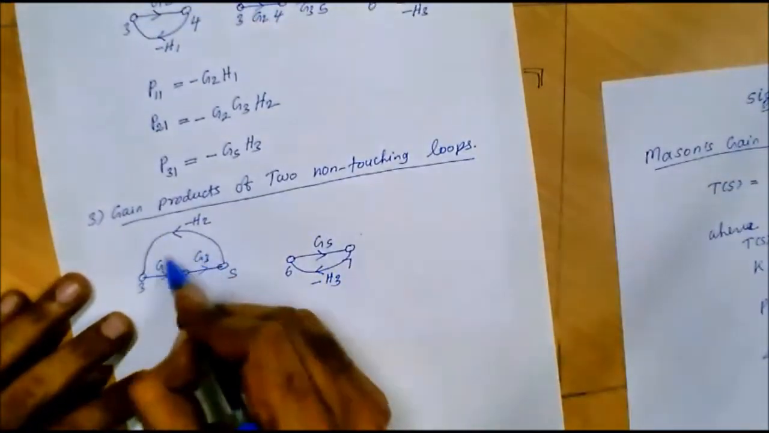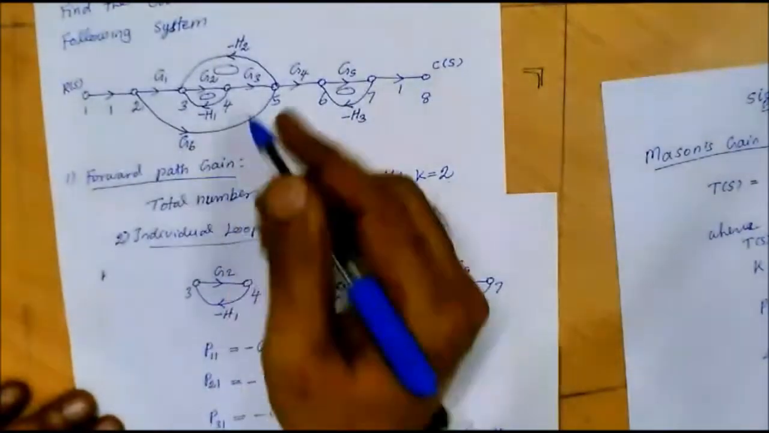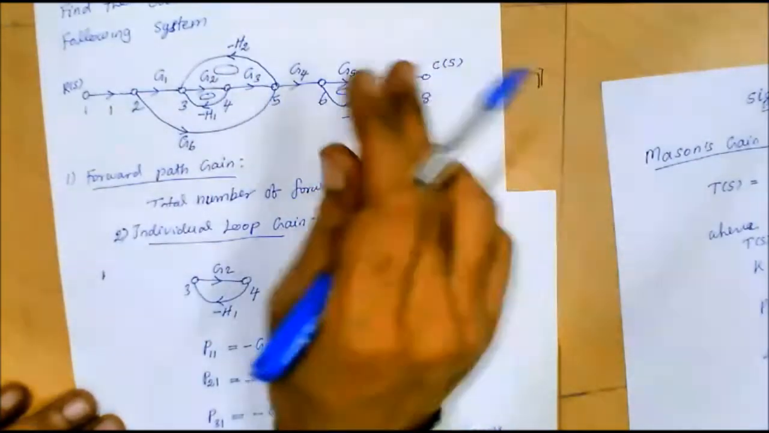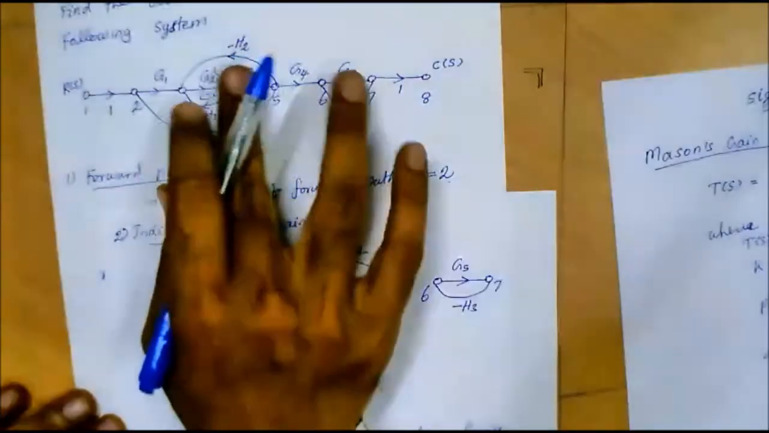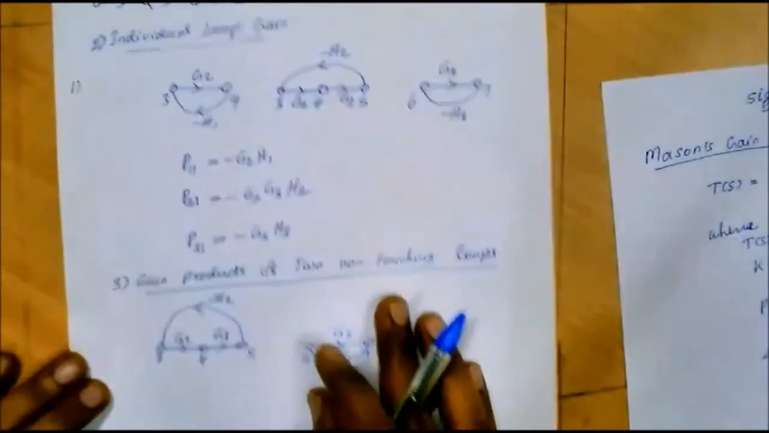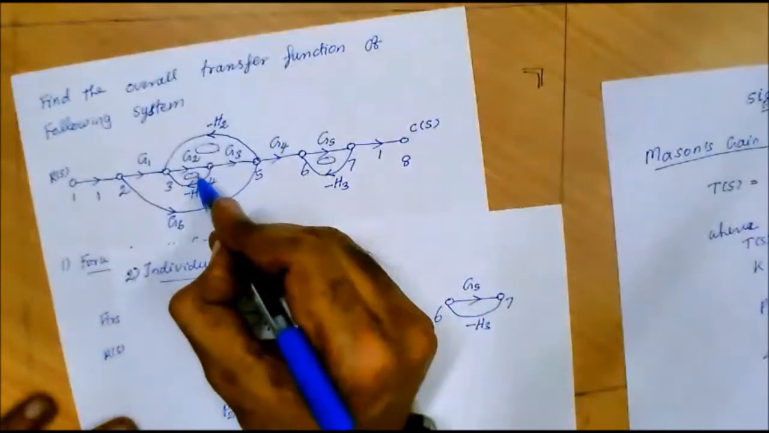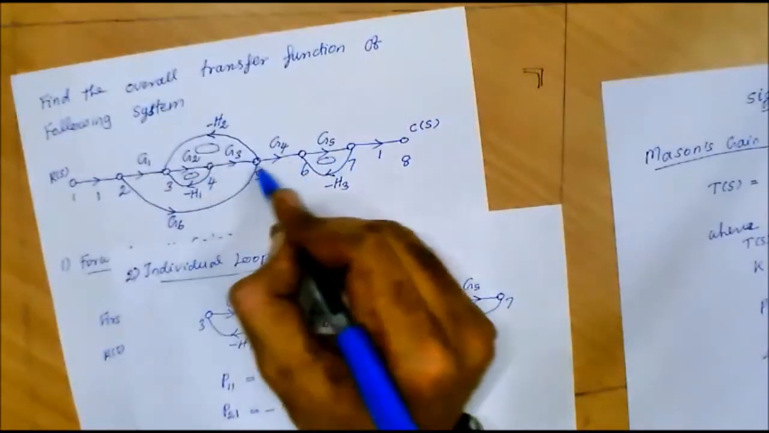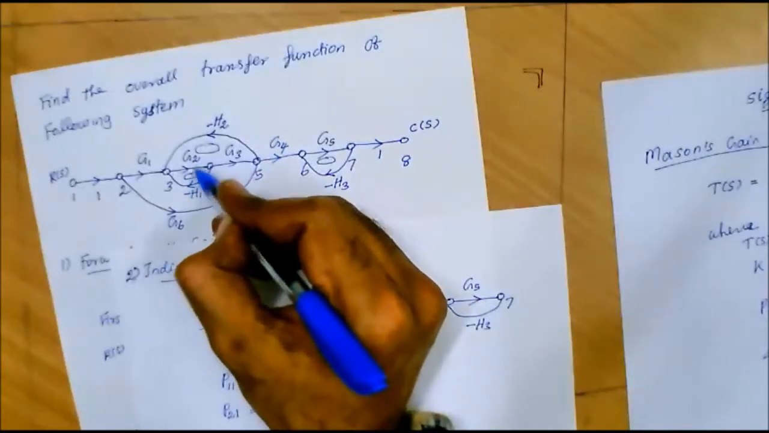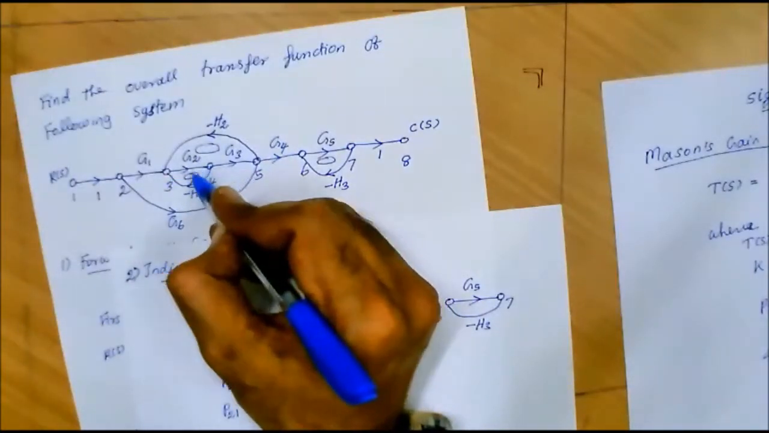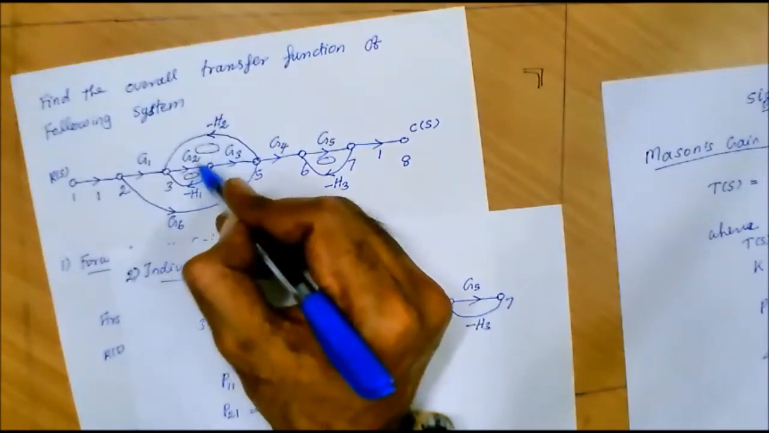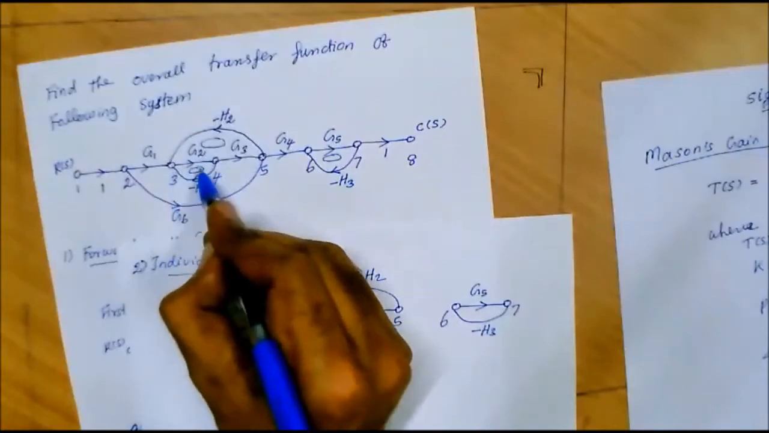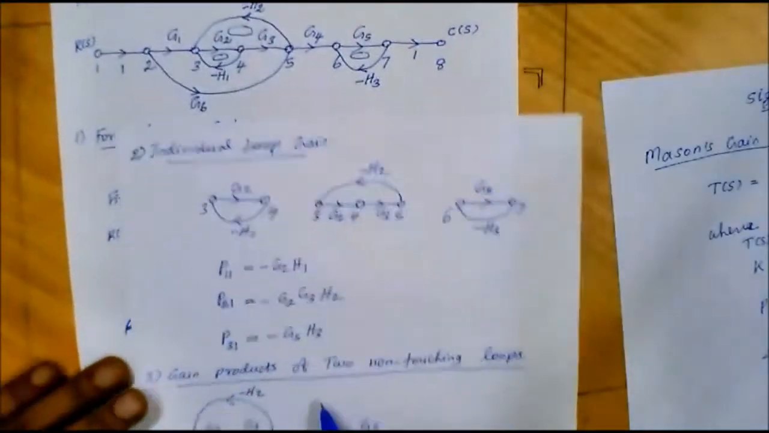So we have taken 2 loops. First one is this loop and second one is this loop. So 2 are non-touching loops. So the next combination will be this loop and this loop. Both are non-touching loops. But if you take these 2 loops, here we have 2 common points, so we cannot take these 2 loops as non-touching loops. So now let us take this loop and this loop.